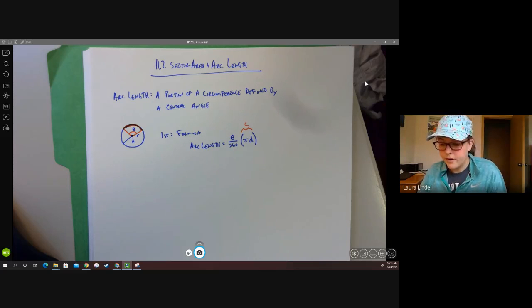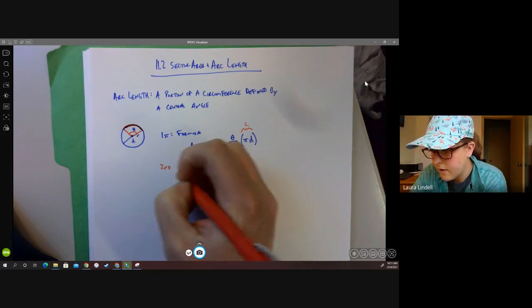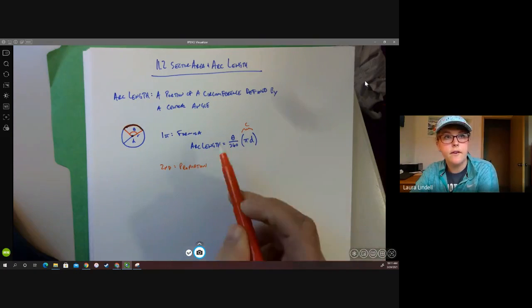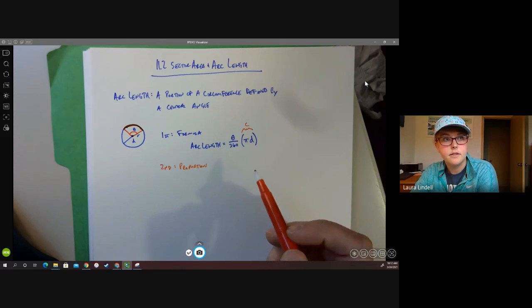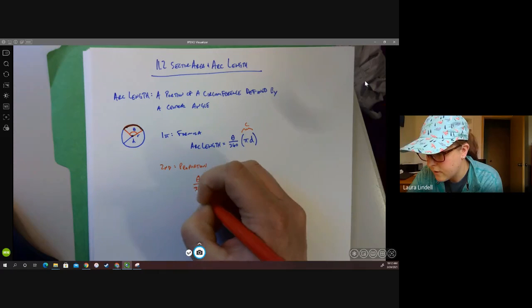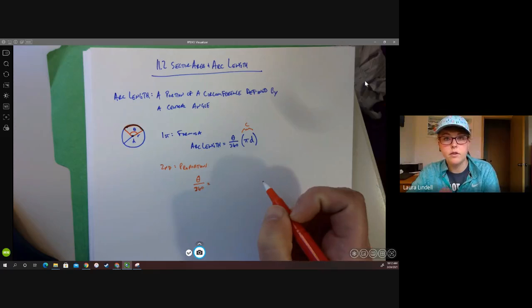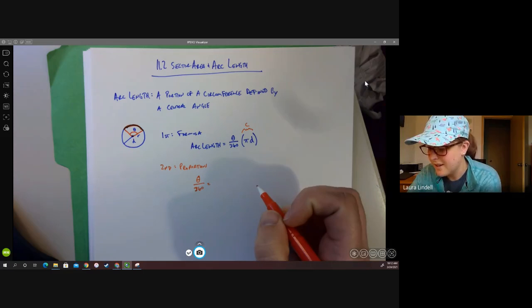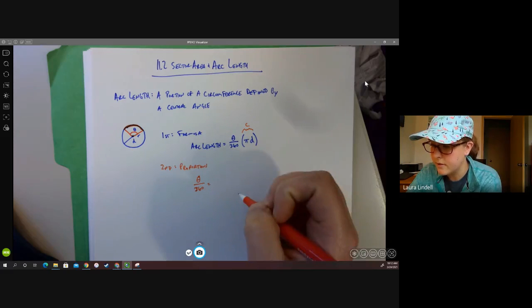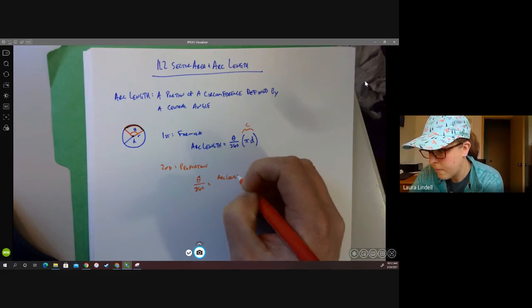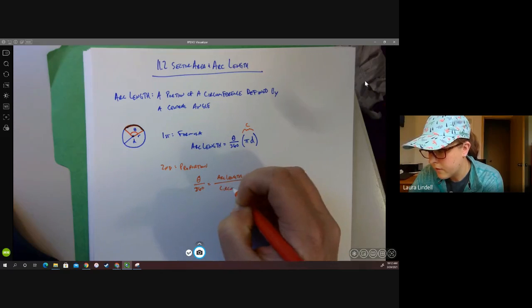The other way that you can find arc length is using proportions. And it is going to look very similar to this. It's going to be theta over 360. And this is going to look very similar to the way that we saw things in chapter 8 with similarity. Theta over 360 is equal to the arc length over the circumference.